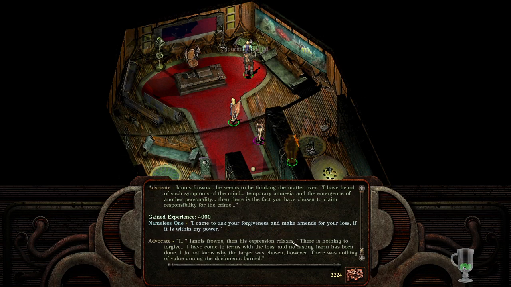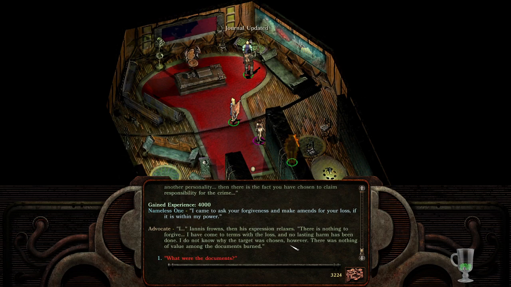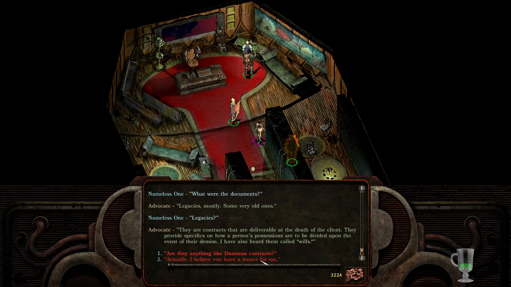It's within my power. Updated my journal. Hyenas frowns. Then his expression relaxes. There's nothing to be forgiven. I have come to terms with the loss, and no lasting harm has been done. I do not know why the target was chosen, however. There was nothing of value among the documents burned. What were they? Legacies.